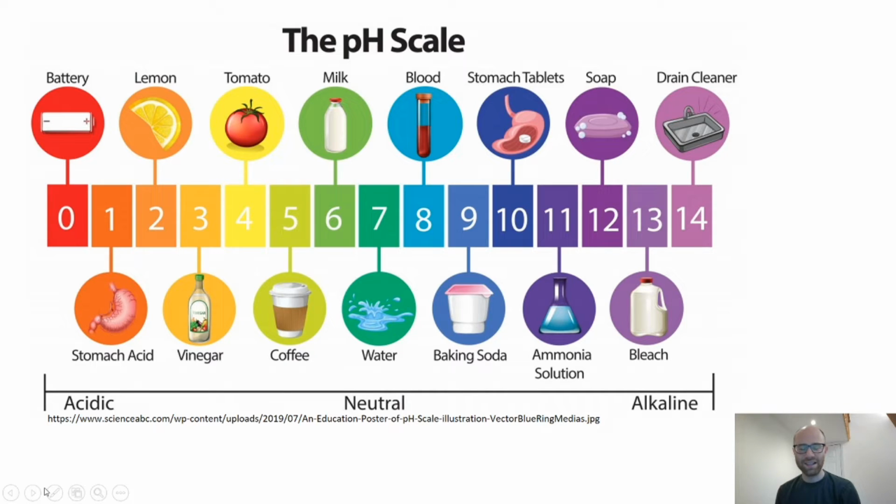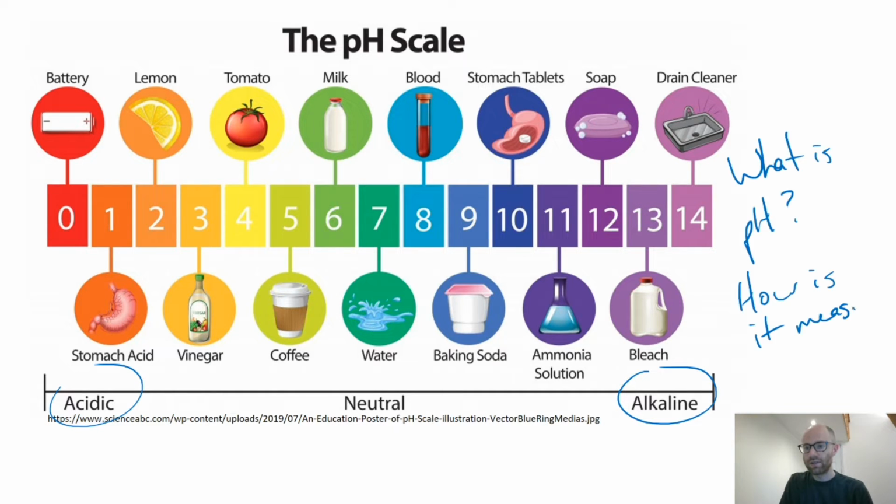This is an image you can find on Google. It's an image you can find in a textbook. There are all these scales of the pH and whether or not something is an acid or a base, or acidic or alkaline. But hopefully just even looking at this and thinking about it for a second, your brain should go, wait a second. But what is pH? How is it measured? How does it actually relate to acidity? And that's what we're going to take a look at today.